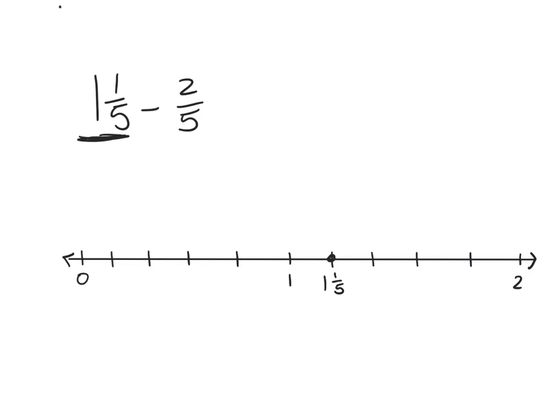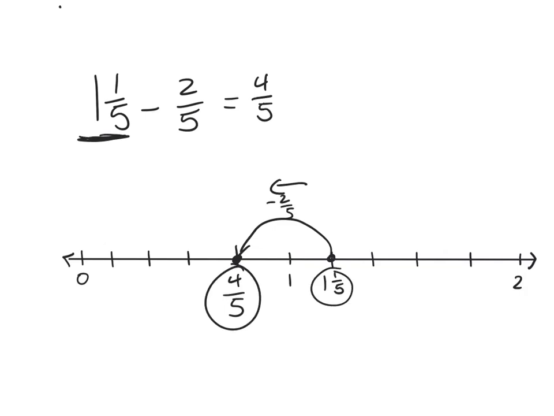And then I'm simply going to make 2 jumps to the left on the number line because I'm subtracting, and I'm going to end up right here. And so I figure out where I am on the number line, which in this case is 4/5, and that gives me my answer. So I started at 1 1/5, I subtracted 2/5, and ended with 4/5.